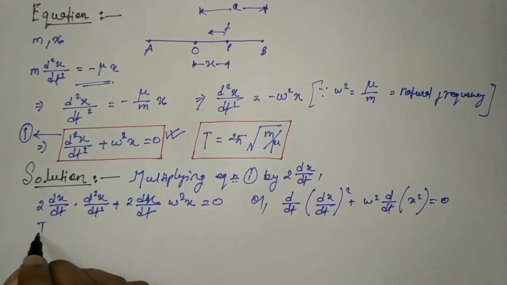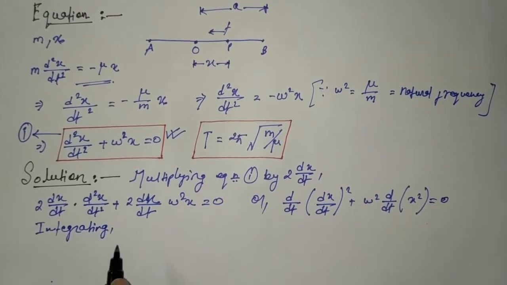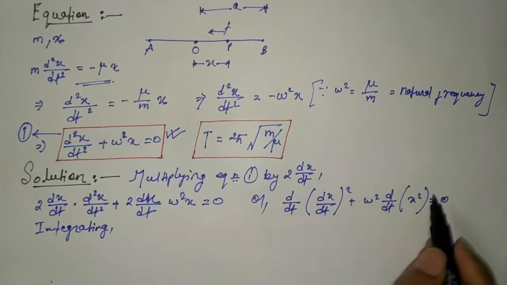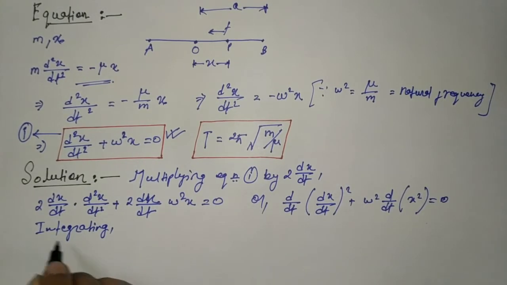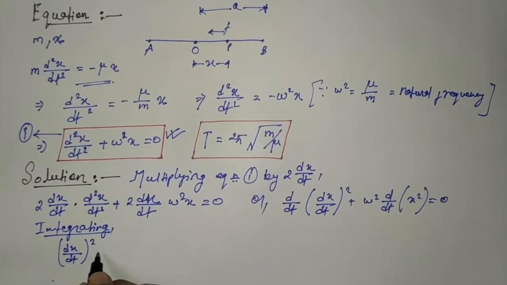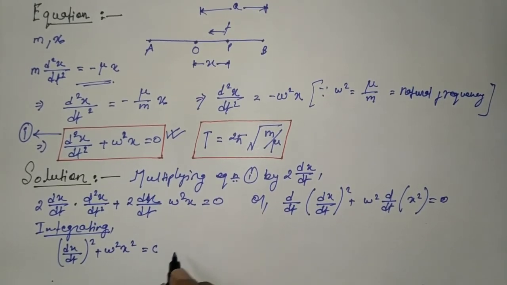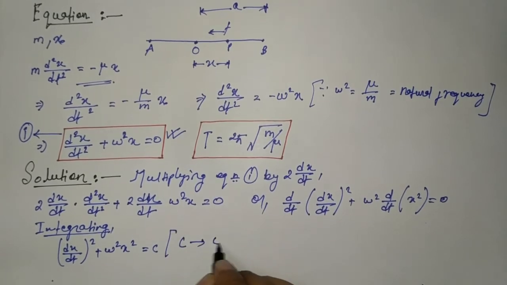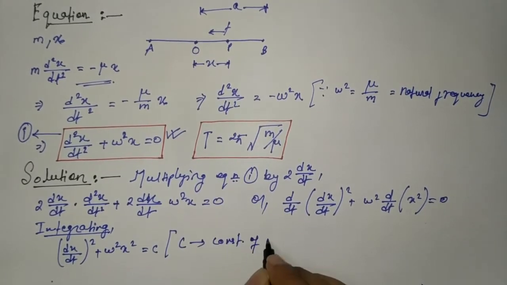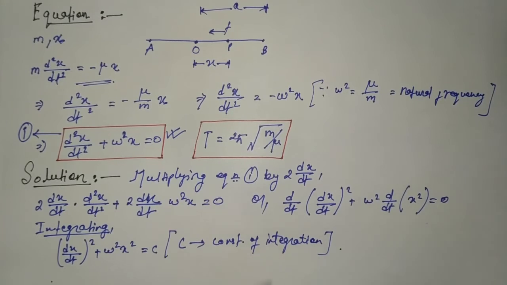Now if we integrate, the differential quantity will be removed. So by integrating we will get (dx/dt) whole squared plus omega squared x squared is equal to c. Here c is the constant of integration.